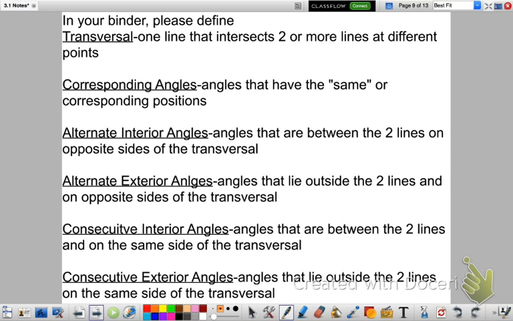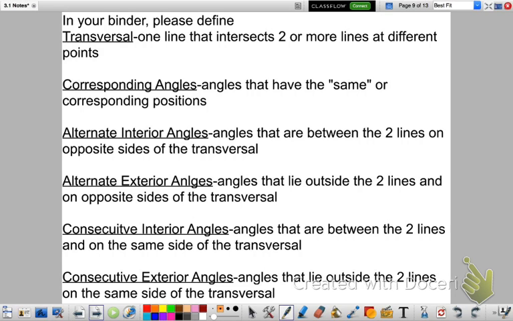Okay. Whole bunch of vocabulary. Transversals. Transversals are lines that intersect two or more lines at different points. Corresponding angles are going to have the same or corresponding positions. Alternate interior angles are angles that are between two lines on opposite sides of the transversal.